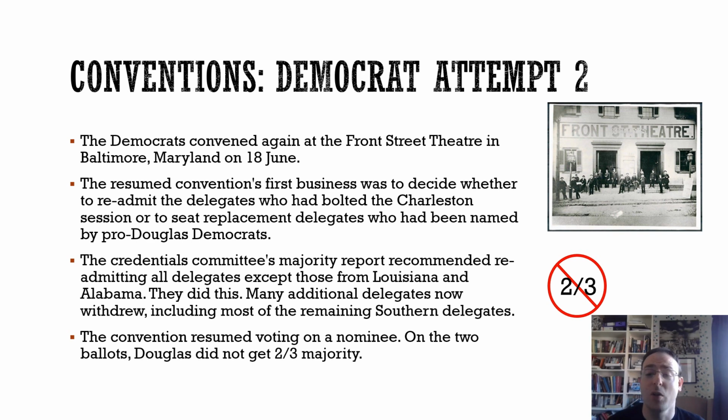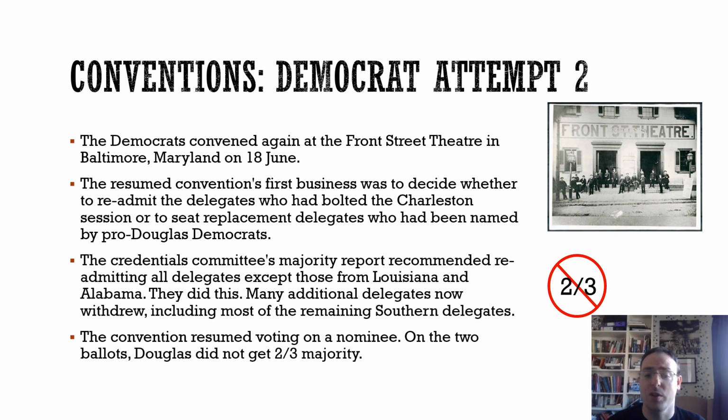So the first round of business is, well, do we let the people who left the Charleston session back in? And they discussed this, and they decided really that they should let them back in, apart from those that they saw as leading and causing the problems, which were those from Louisiana and Alabama, so William Yancey included. So that's the conclusion they came to. At that point, there's uproar amongst the rest of the Southern delegates, and most of them now withdraw. So we're left with a convention which has pretty much just got the Northern Democrats in it.